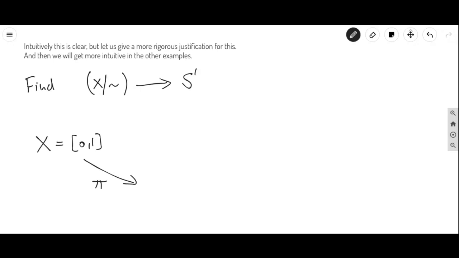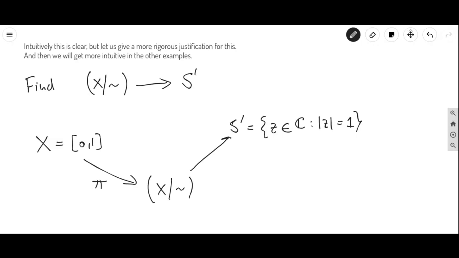Then we have the set of equivalence classes. Okay, and then we have the circle. As a set, these are complex numbers whose absolute value is 1. And so let's make the map. We want the map to go like this, right?